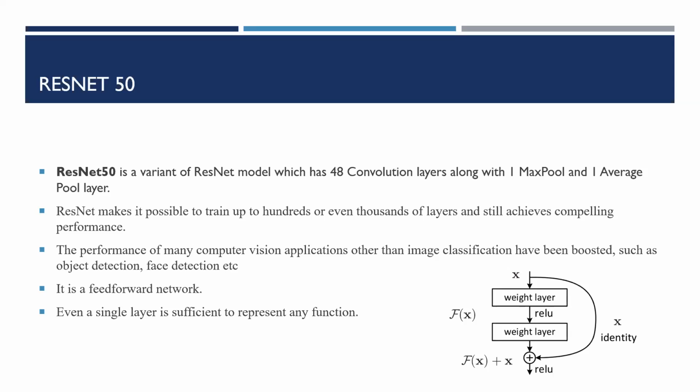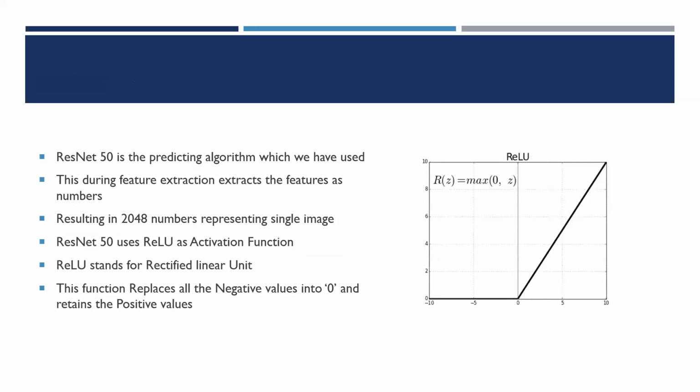That skip or jump is called a skip connection, which is actually the strength of ResNet. ResNet first introduced this concept. What's done here is the original input is also added to the output of a convolution block. But why? The reason is they mitigate the vanishing gradient problem and also help flow information from earlier layers of the model to later layers. Even a single layer is sufficient to represent any function with ResNet 50.